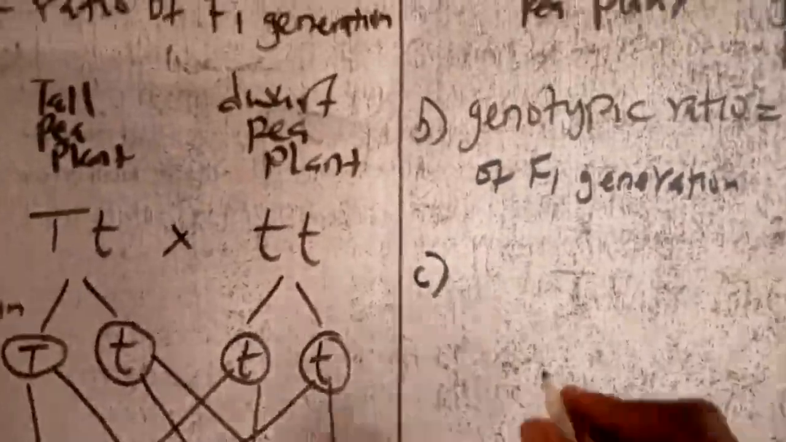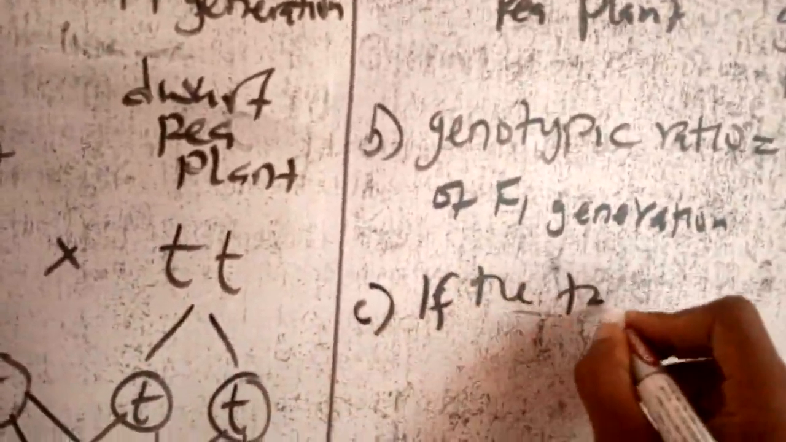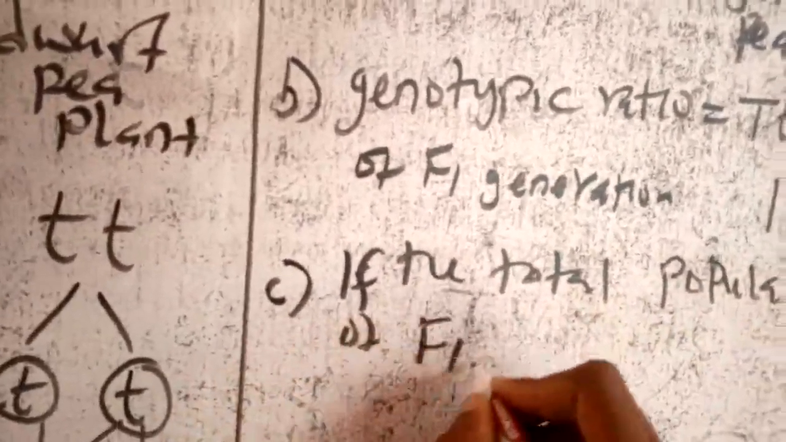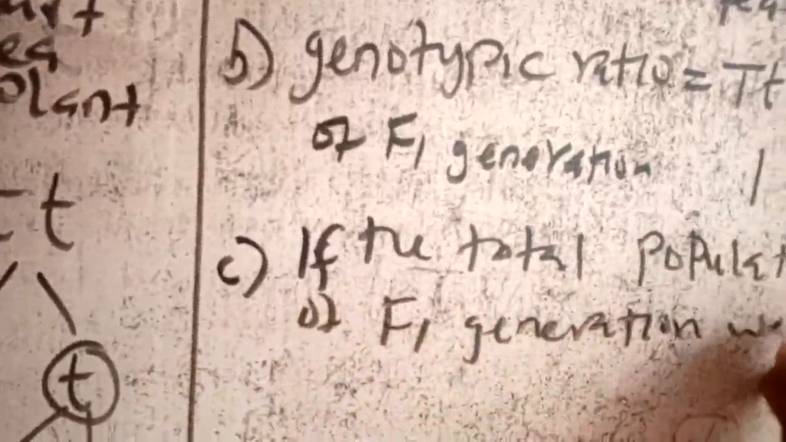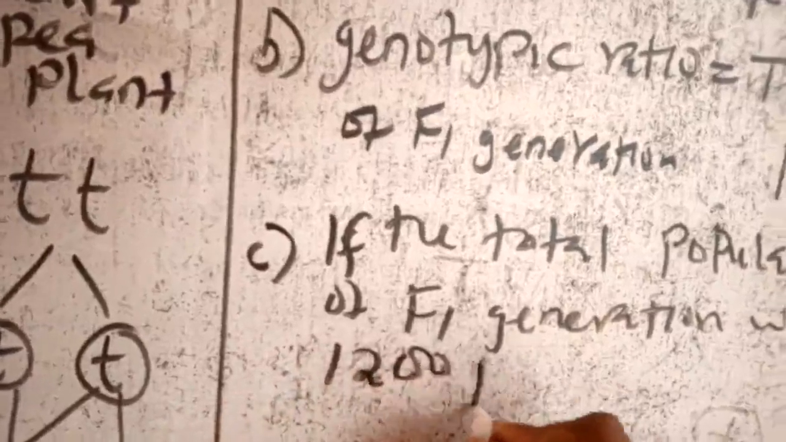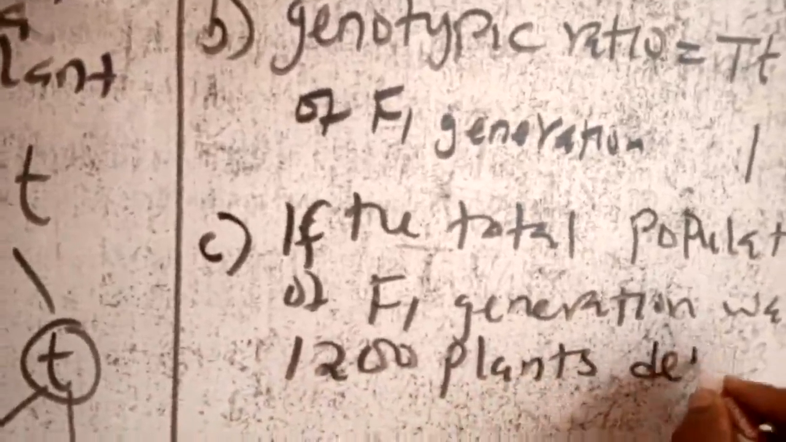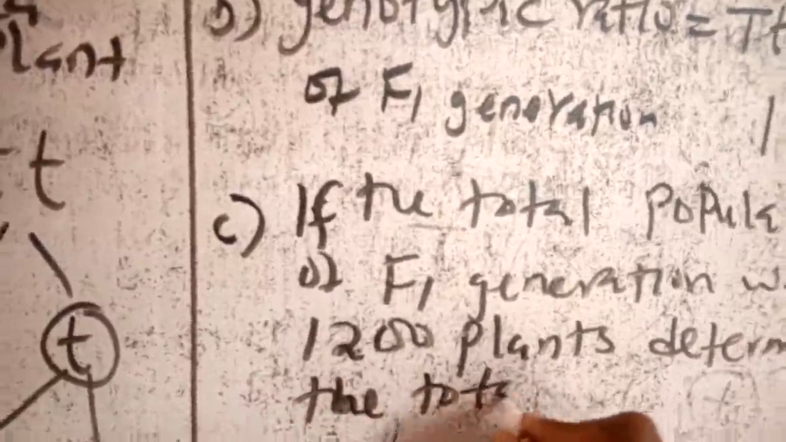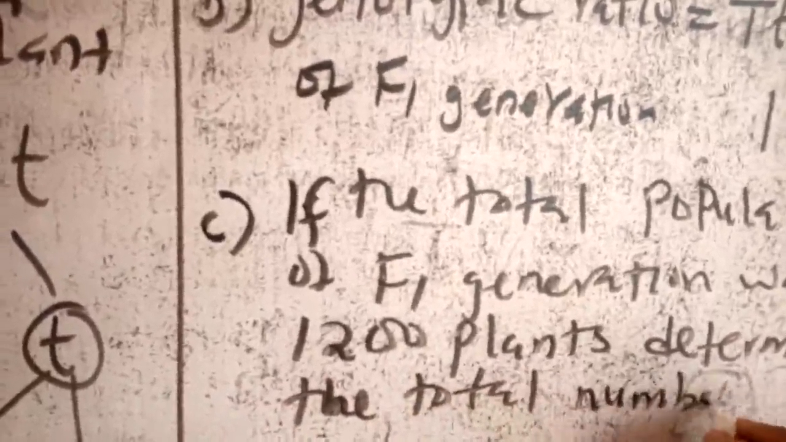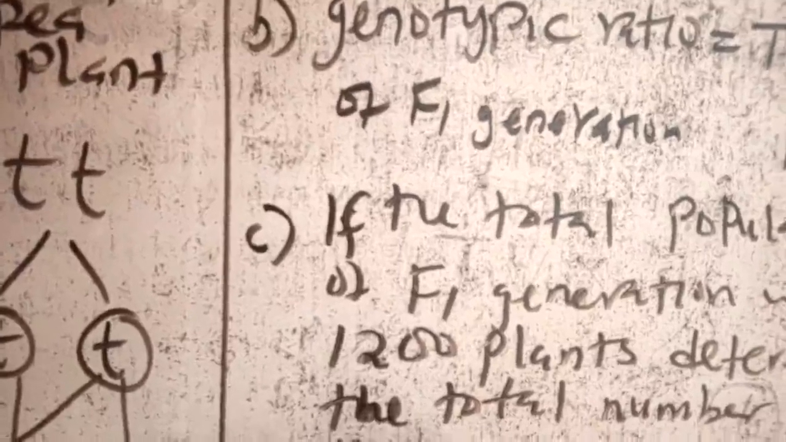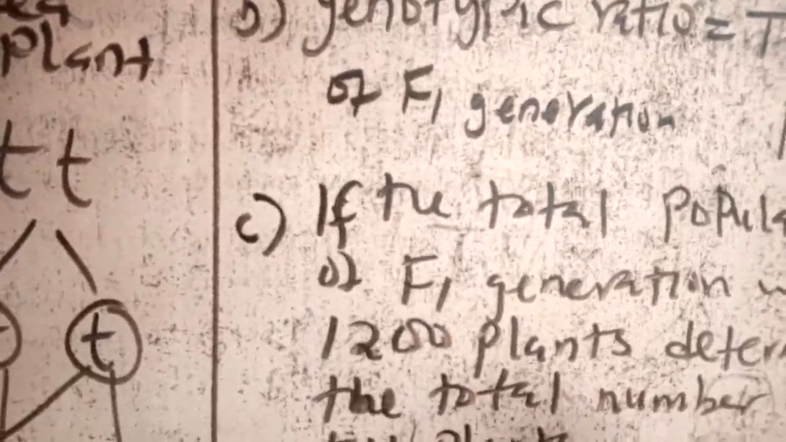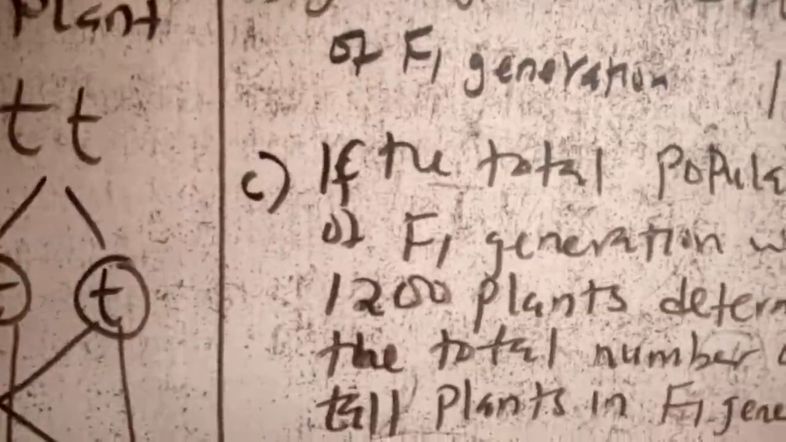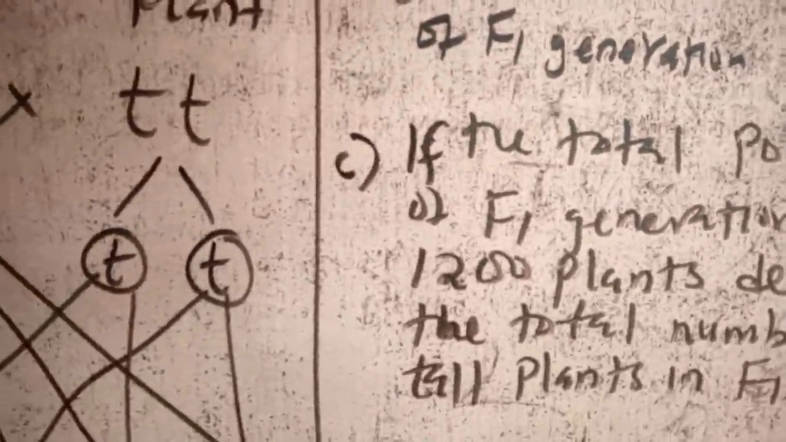The third question that you're supposed to address, the first part of the question, is that if the total population of F1 generation was 1,200 plants, determine the total number of tall plants in F1 generation.